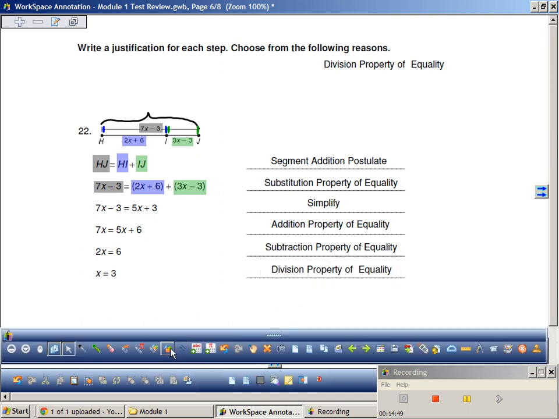Are we hitting the ones that you guys wanted to see too? Good. It usually works out that way. Questions? All right, so that was 22. Let's do 23.